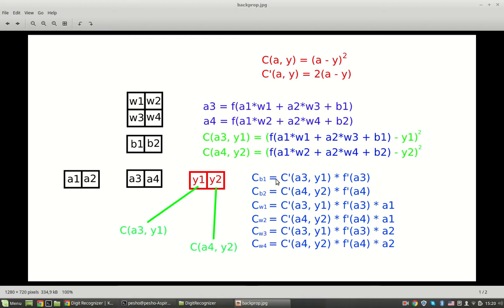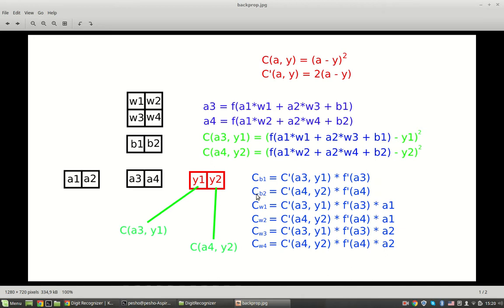So first we take its derivative, the derivative of the cost function with arguments A3 and Y1. Then what's the next outermost layer? It's the F function, which is the sigmoid function. So we multiply that by the derivative of F at A3. So that's pretty much the partial derivative of the cost function with respect to B1.